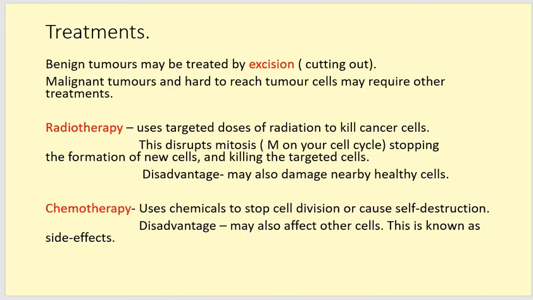Small tumours limited to one place. A benign tumour can be treated by being excised, by being cut out. Malignant tumours are harder to treat because, as we know, they may have spread around the body.